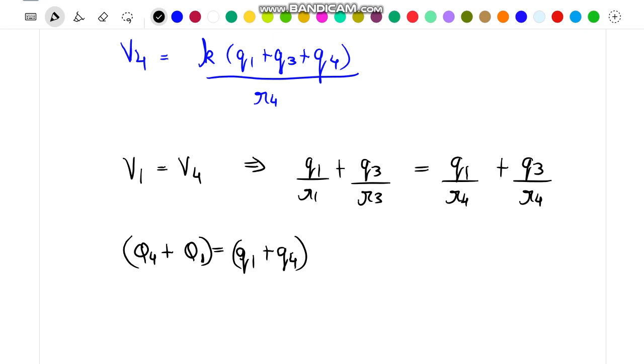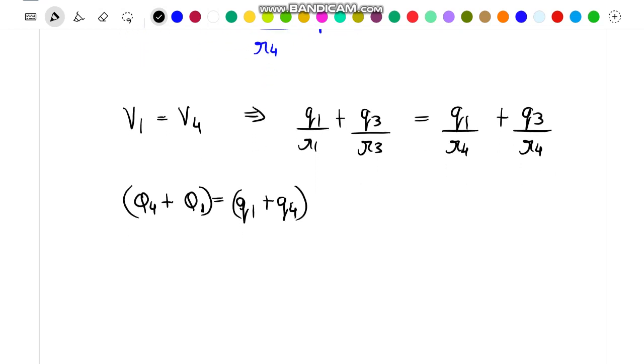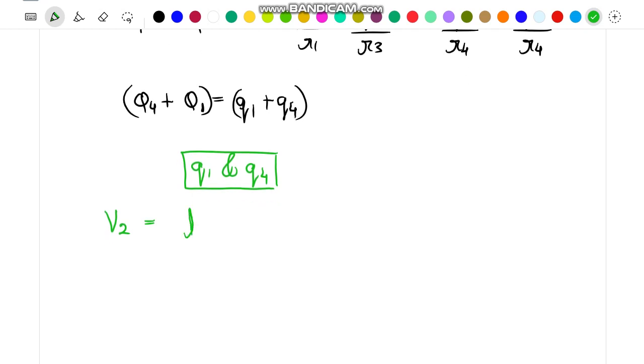So now we have these equations and we can solve them to find the values of Q1 and Q4. Finally, the potential of the second sphere will be equal to K Q1 by R2 plus K Q2 by R2 plus K Q4 by R4.